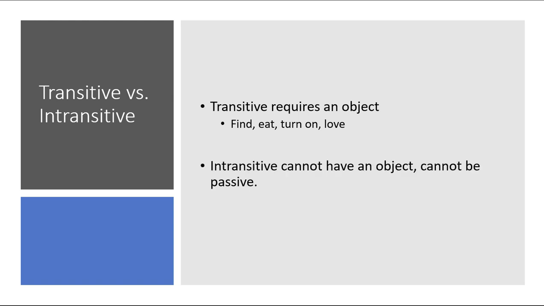Earlier, I mentioned that to form a passive sentence, the verb must be transitive, which means it has a direct object. Examples of transitive verbs are find, eat, turn on, and love. Intransitive verbs cannot have objects and therefore cannot be passive. Examples include sleep, arrive, smile, and die.